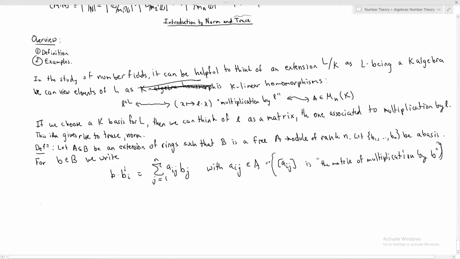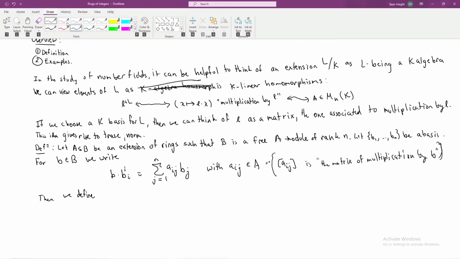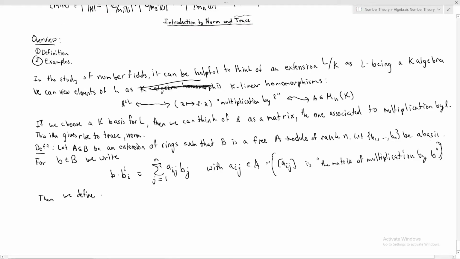And then from here, we define the norm and trace of B over A, sorry, of B by A. So you have to be a little careful here.